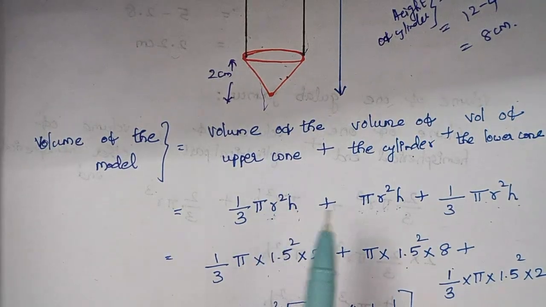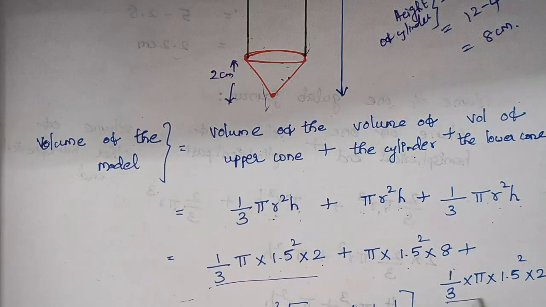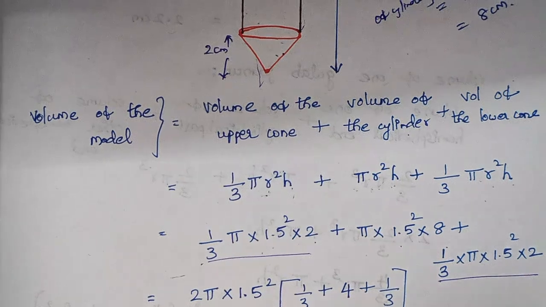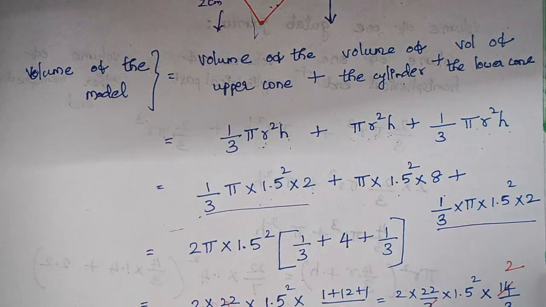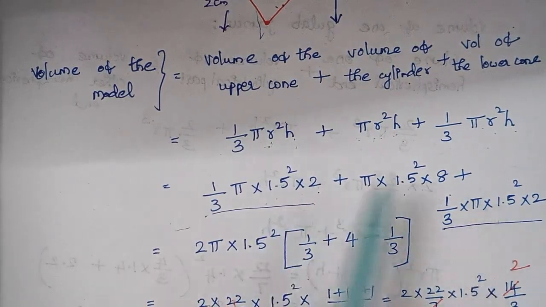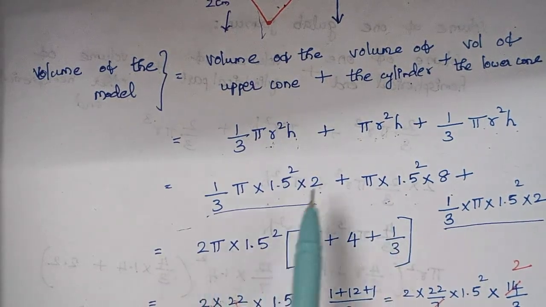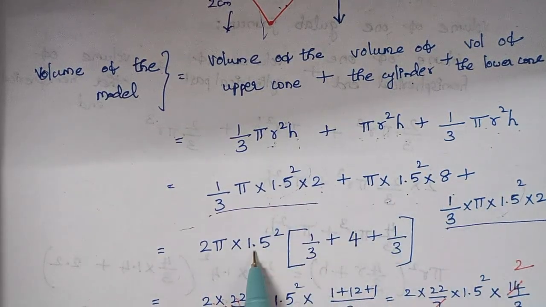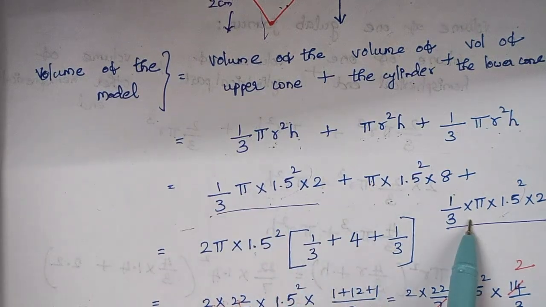So, you see both the cones are similar, right? So, this expression and this expression will be the same, right? Anyway, now I am taking the common parameters outside, right? While taking common parameters, you see, these two terms are same, but we have another term here, right? So, here I am taking 1.5 square, 1.5 square, 1.5 square. And the next thing is pi. Pi is present in all the three expressions.